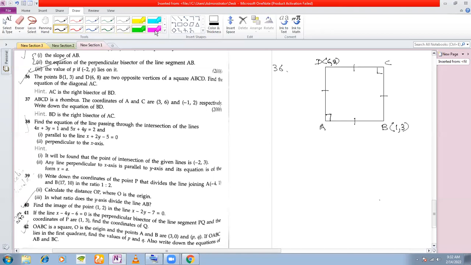The question is to find the equation of the diagonal AC. So you join A and C, and you need to find the equation of the diagonal AC, right? So how will you find the equation of the diagonal AC? You join BD also. Let's join BD with a dotted line.